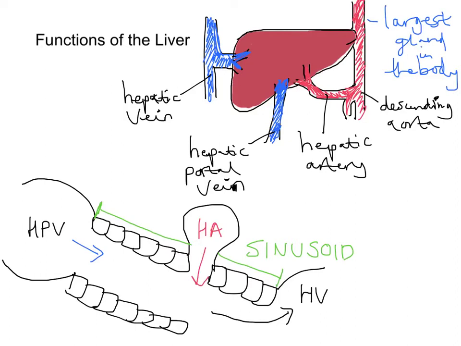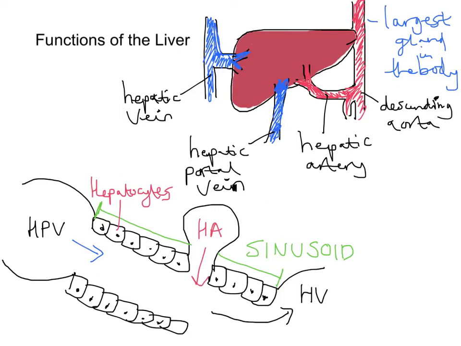Now these cells that I've been drawing, I'll just put the nuclei into these cells. These cells that I've just been drawing here are what are called hepatocytes. That is the proper scientific name of the cells that make up the liver. So these cells here are called hepatocytes, and they will filter the blood.